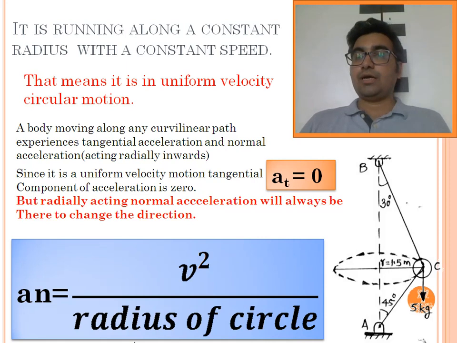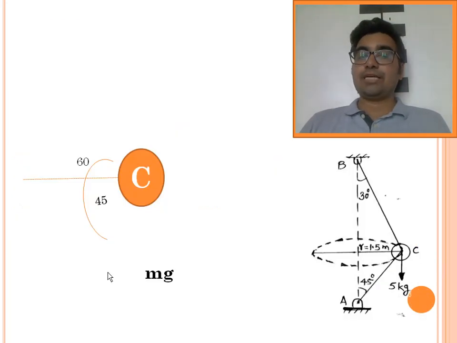So let's do the static analysis of this numerical and then we are going to do the dynamic analysis of this numerical. So here there is a sphere of mass 5 kg whose weight mg is always acting vertically downward. And this sphere is connected with two wires, so there will be two tensions acting away from the sphere C. So let's draw these three forces.